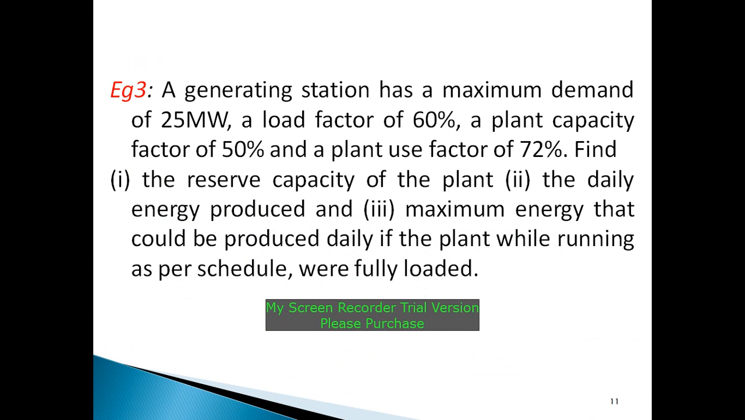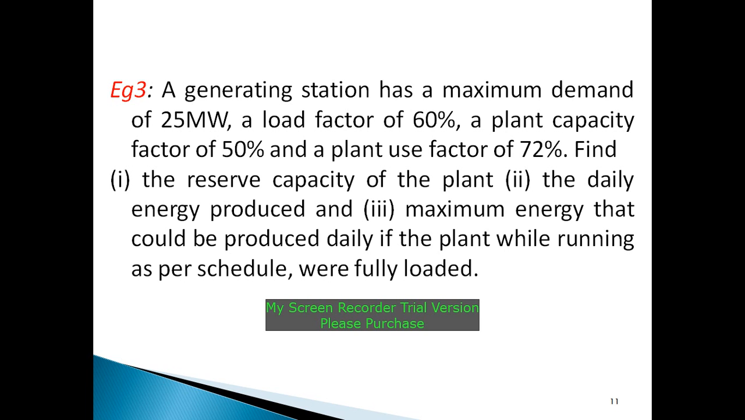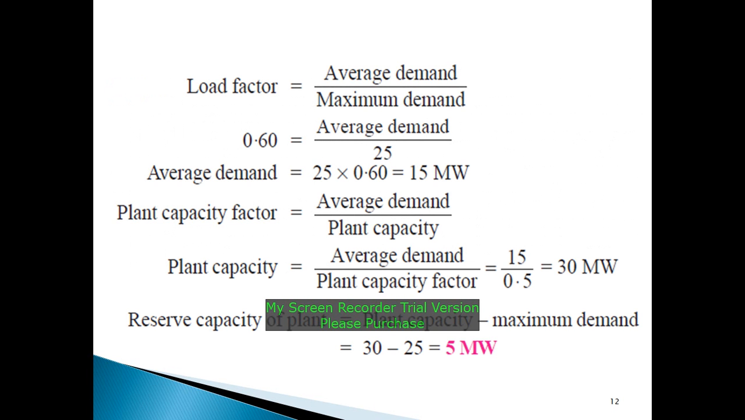Next problem. A generating station has a maximum demand of 25 megawatt, a load factor of 60%, plant capacity factor of 50%, and plant use factor of 72%. So these are all the information, and from that we have to find the reserve capacity of the plant, the daily energy produced, and the maximum energy that could be produced daily if the plant, while running as per schedule, were fully loaded. So with this information we have to calculate.